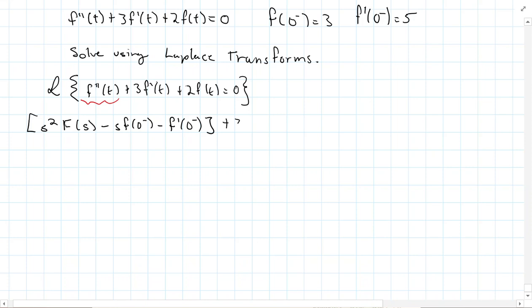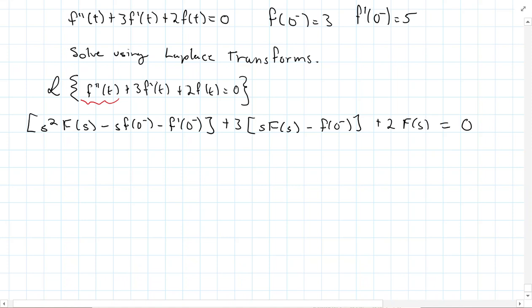And then plus 3 times, and then f prime would be s capital F at s minus f at 0 minus. And then the Laplace transform of f at t would just be F at s. Now, we didn't talk about this, but the Laplace transform of 0 is just going to be 0. If you plug the 0 into the integral, you're just going to be integrating 0, so you get 0.